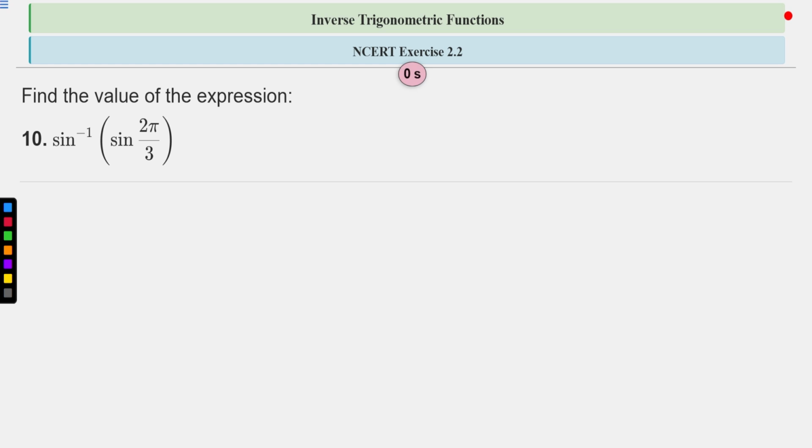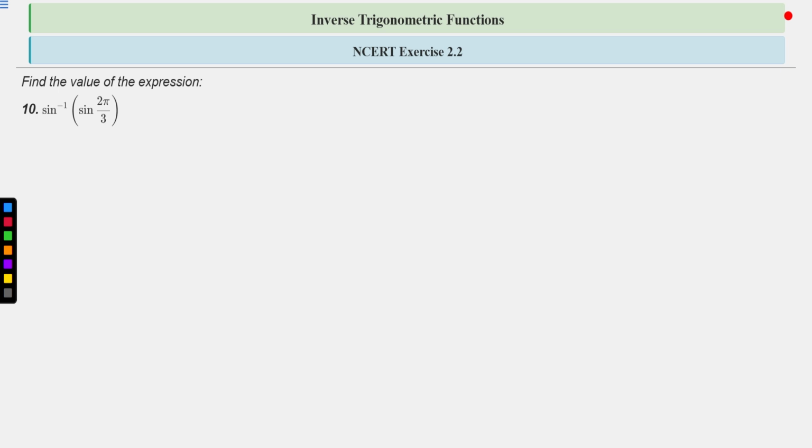Okay, let's move to the solution part. We basically have to find the value of the expression sine inverse sine 2 pi by 3, right? So the correct answer will be pi by 3. Correct answer will be pi by 3. So let us move to the solution part.